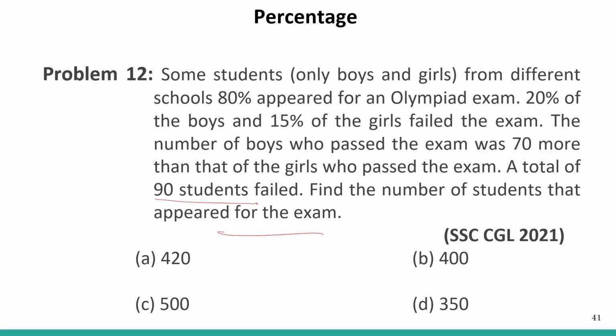90 students failed, and the number of boys who passed is 70 more than the number of girls who passed in the exam. 20% of the boys and 15% of the girls failed in the exam. Some students, only boys and girls from different schools, 80% appeared for an Olympiad exam. It asks us to find the number of students that actually appeared for the exam.